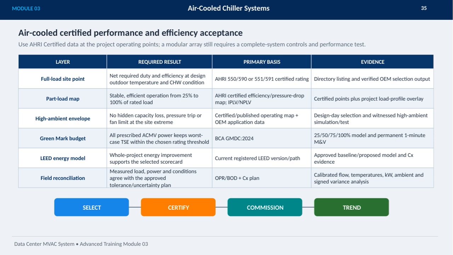The final stage is field reconciliation, where measured load, power, and conditions must align with approved tolerances, relying on detailed operational plans and calibrated measurements. The process culminates in steps to select, certify, commission, and trend system performance for ongoing success.